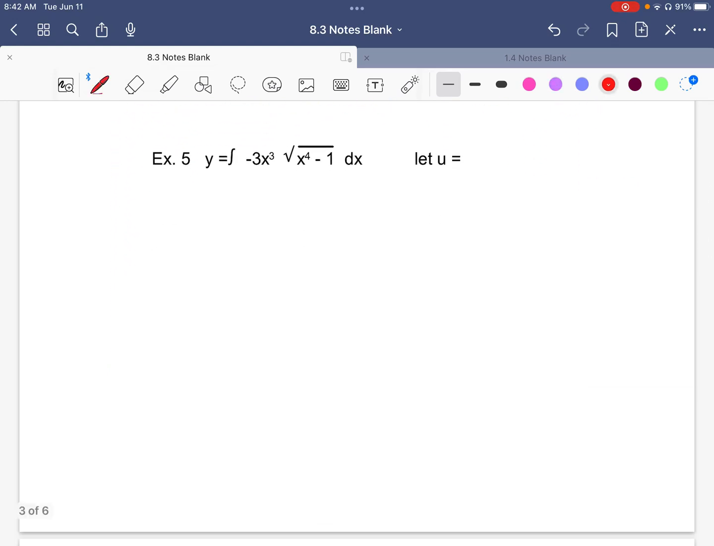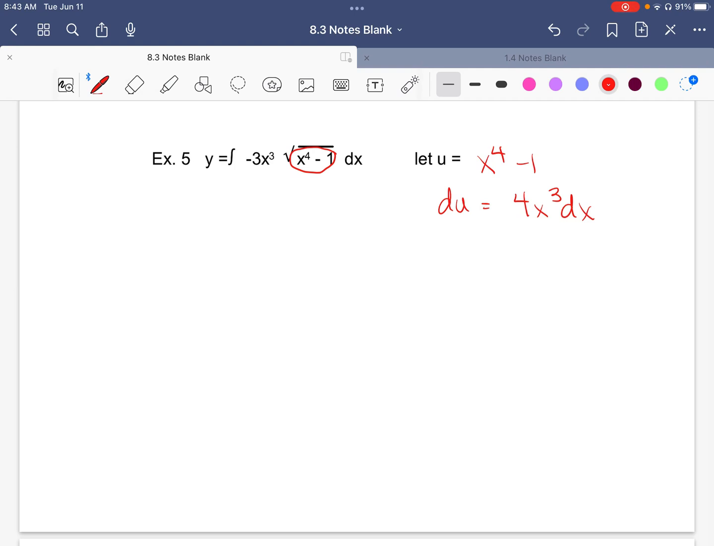All right, example 5. Example 5 is negative 3x cubed times the root of x to the 4th subtract 1 dx. So really anything that's in brackets, that's going to be what we don't like. X to the 4th subtract 1. So du equals 4x cubed dx.